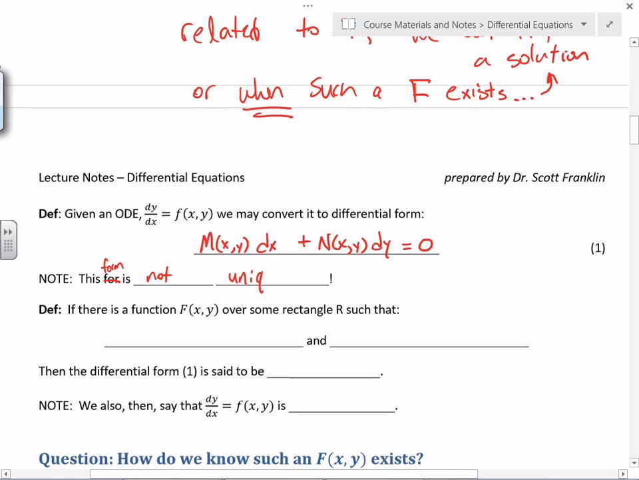I will point out that for a given differential equation, that form is not unique. What that means is you can apply some different algebra techniques and end up with forms that are the same differential equation but have different m's and n's involved. But one thing that is key here is that it's got to be 0 on the right-hand side.